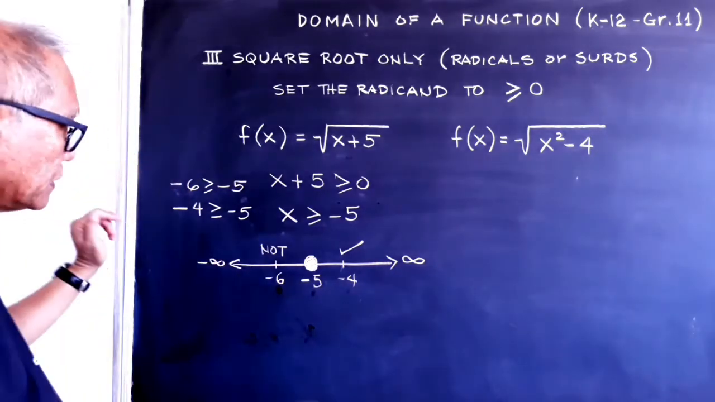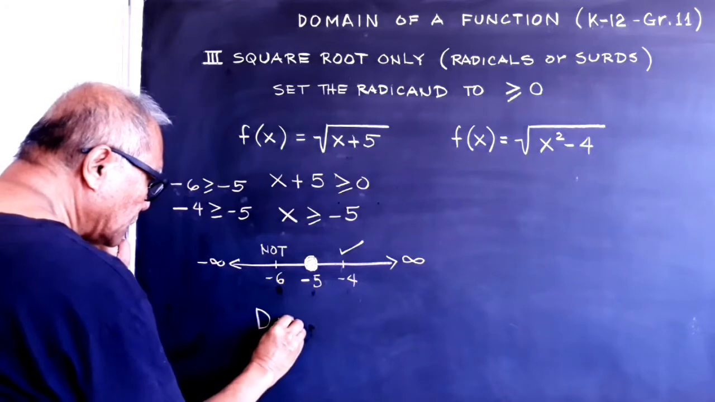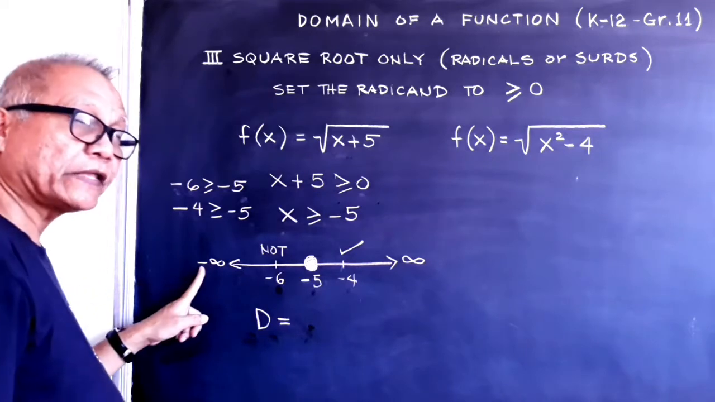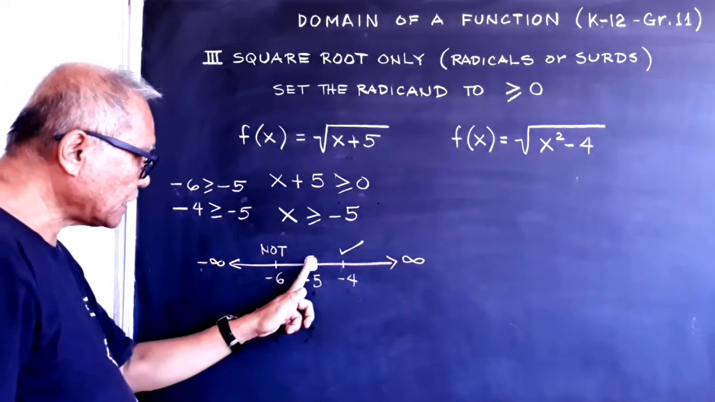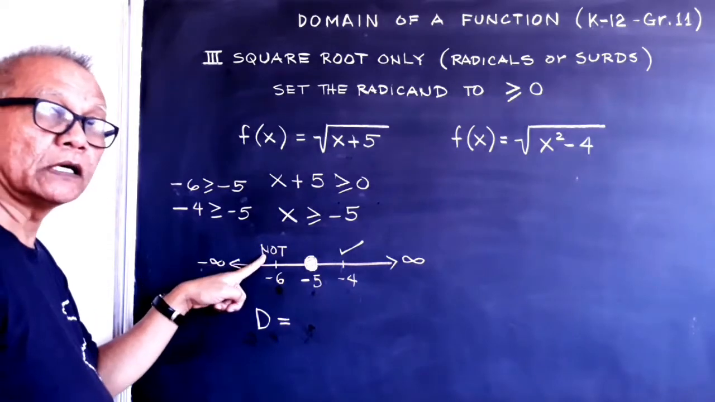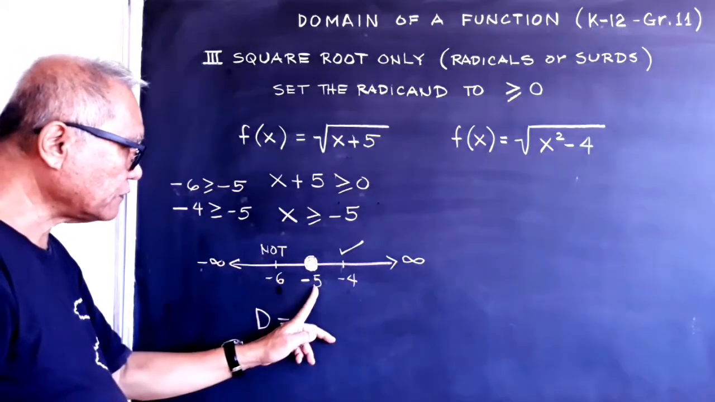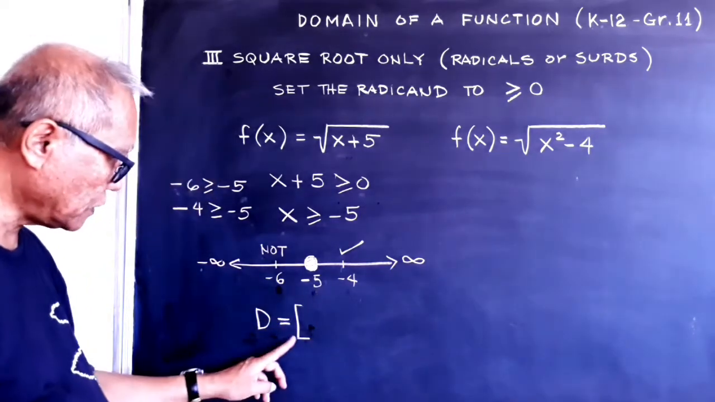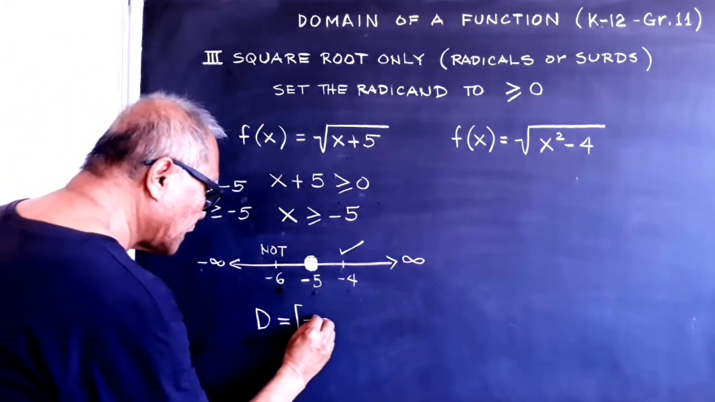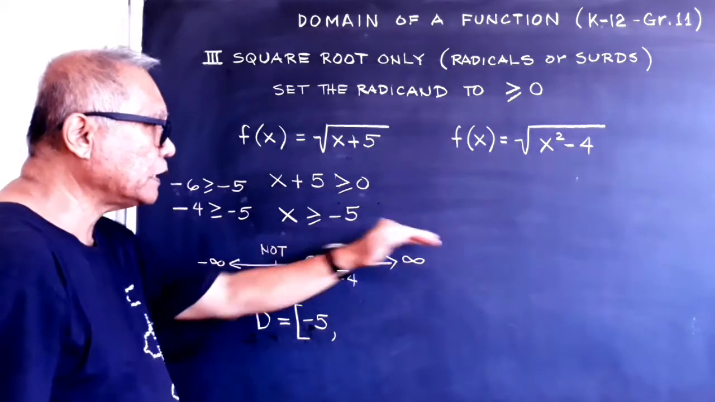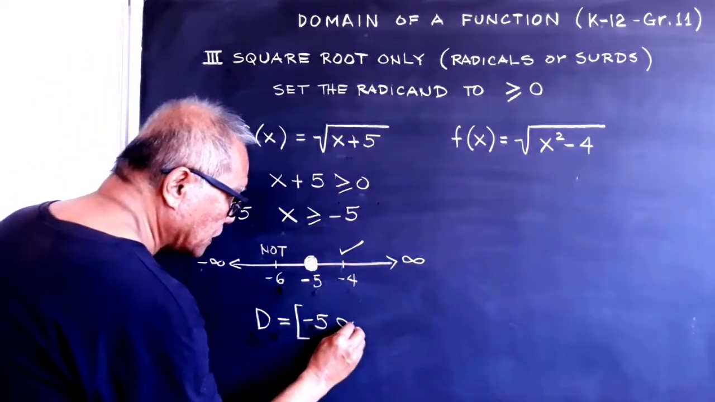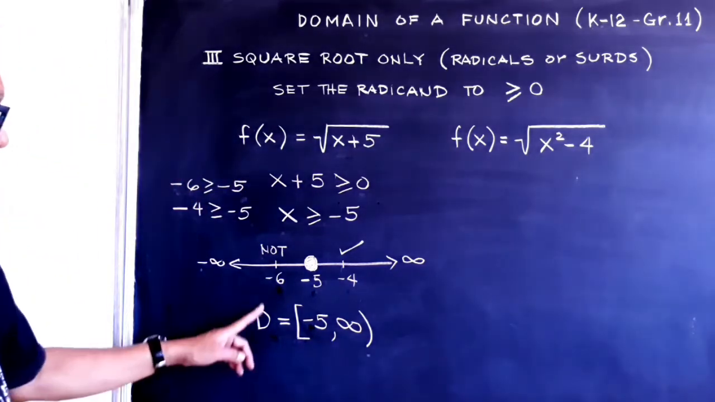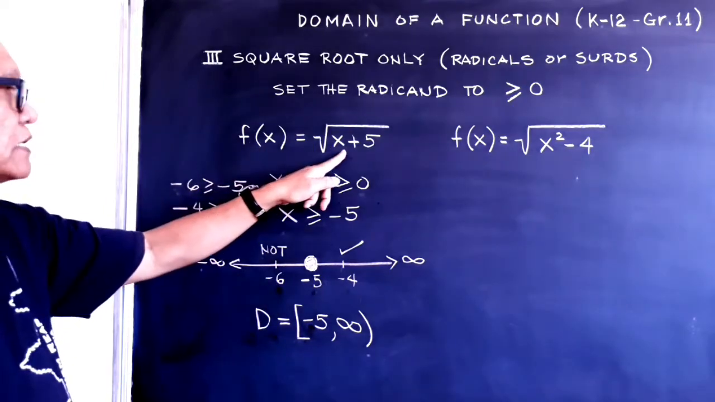So what is the domain here? The domain is, we start from here. We will not include negative infinity anymore because from the left of negative 5 it is not included in the domain. So start from negative 5, and negative 5 is included. Therefore, we use the symbol of inclusion, the bracket. And then we write negative 5 all the way to positive infinity. Not this one, that one. Always parenthesis for infinity. So that is our domain for this example.